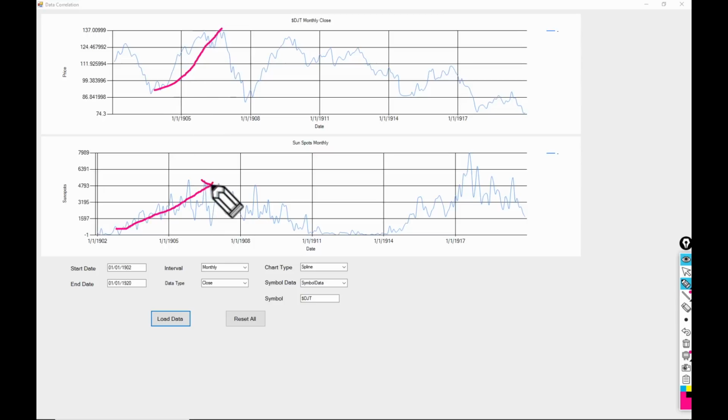We can see sunspots start to taper off down into 1908. Same thing with the Dow Jones Transportation.